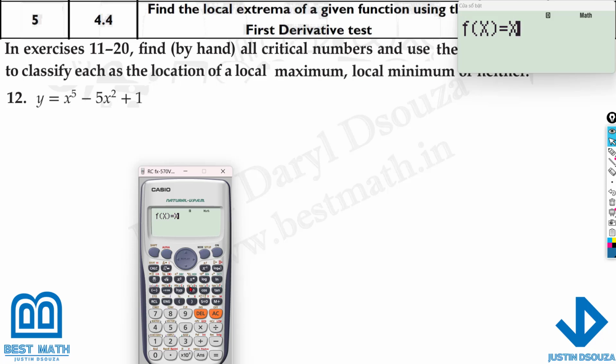Now we have x power 5, then minus 5x squared plus 1. Here you just press equal to, and we will start at a reasonable value of -5 and end it at 5, and step of 1. Now let's see what's happening. Here it's decreasing, sorry, it's increasing. It's negative numbers, right? So it's increasing, increasing.